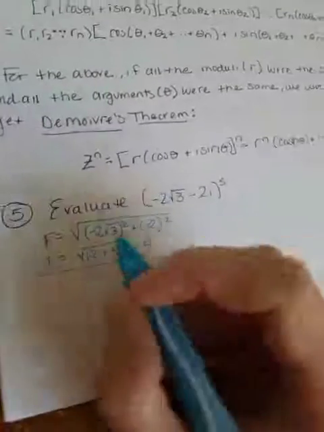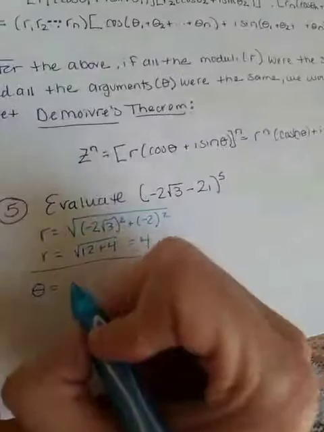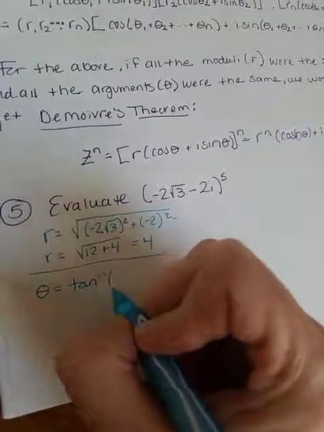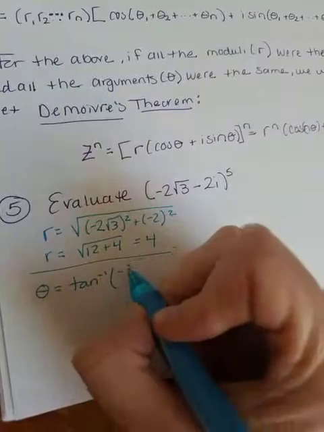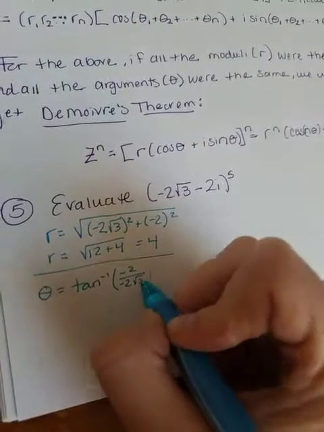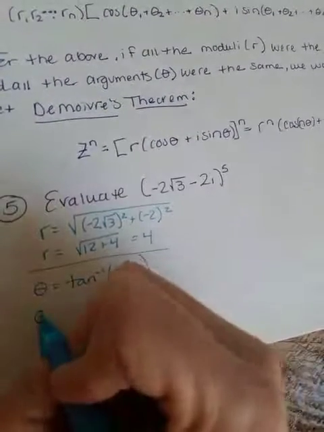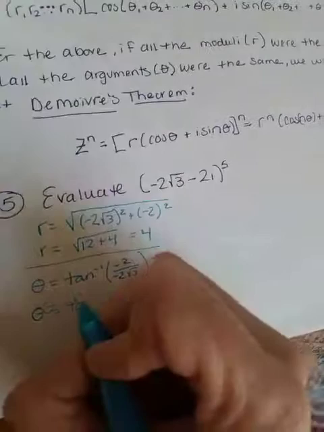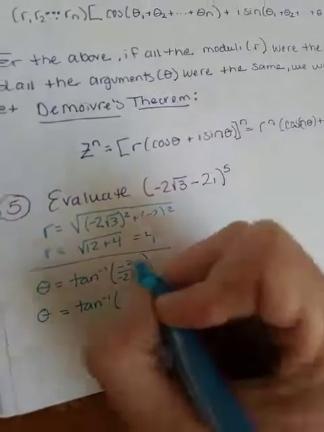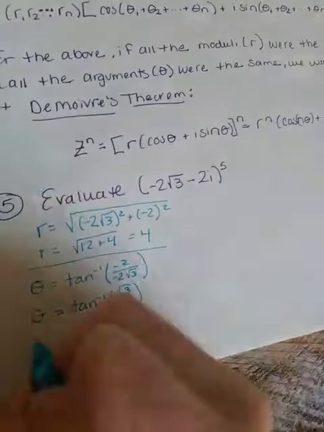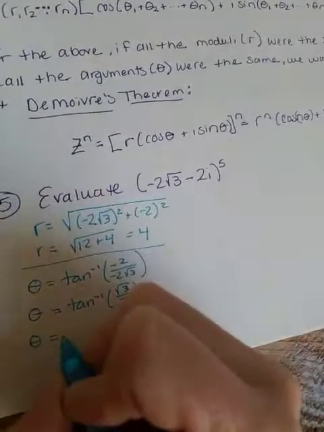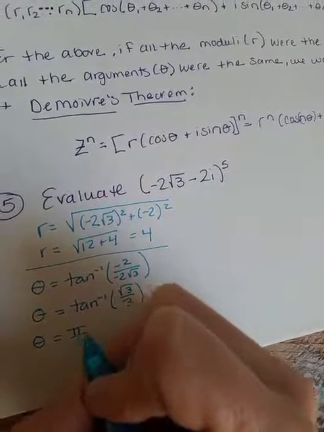We also have to figure out what our theta is. So theta, another way to think about it, is tan inverse of b over a, so that's negative 2 over negative 2 root 3. All right, so really I'm looking at tan inverse of, just to make this easier on myself, those are going to cancel, and it's going to be root 3 over 3. So that means I'm looking at the family of pi over 6.